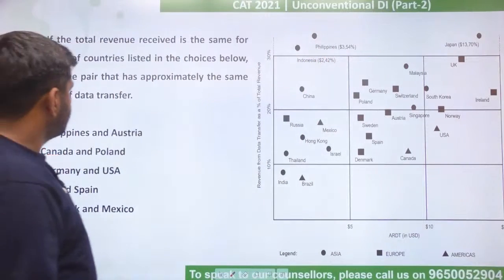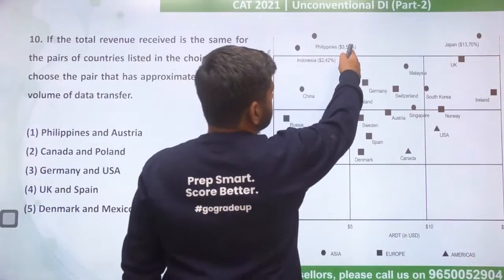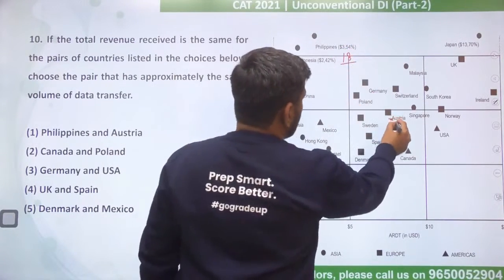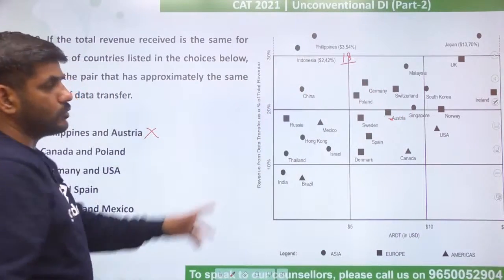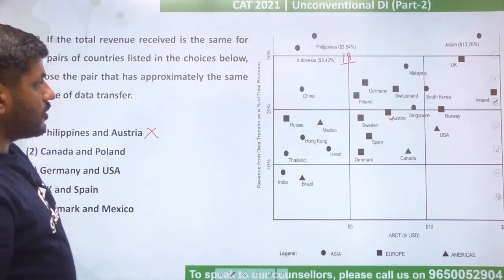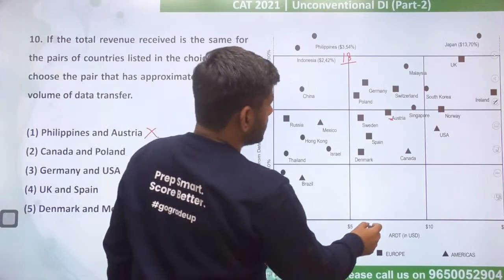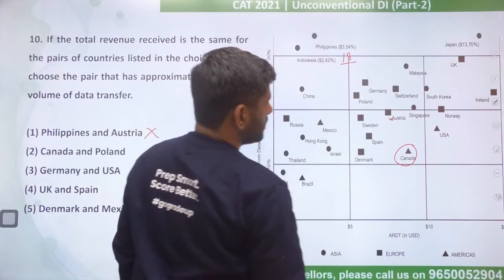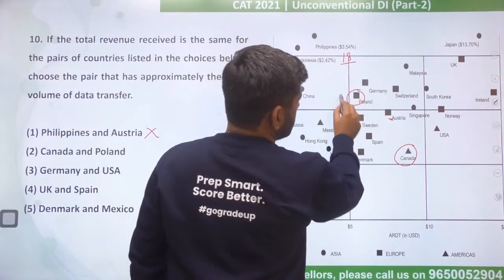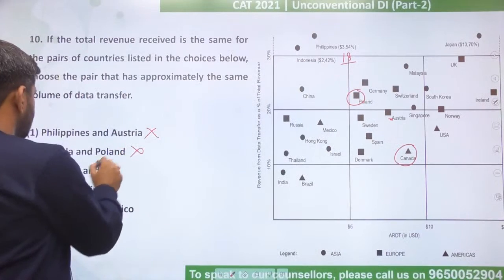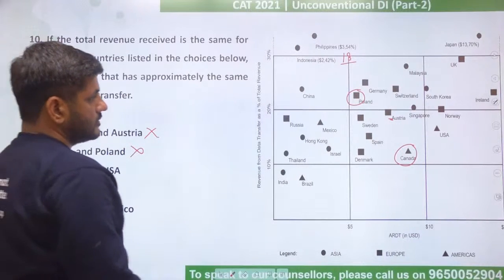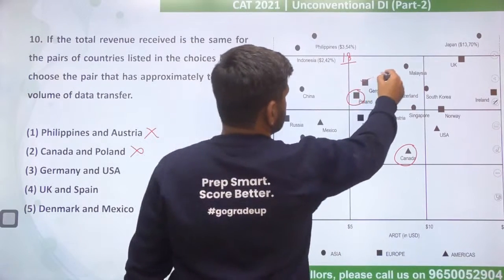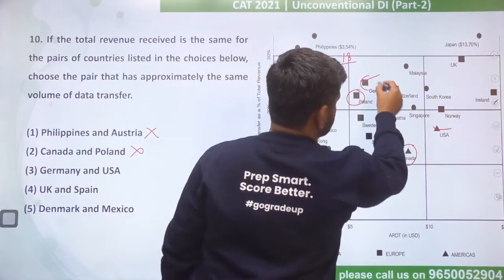Let's first check about Philippines and Australia. Philippines 54 by 3, 18. And Austria is here. I can straight away say this is not my answer. I'll tell you why. Canada and Poland. So where is Canada? Canada यहाँ पर है. Where is Poland? Poland कहाँ पर है? ये यहाँ पर है. This again cannot be the answer. Next, Germany and USA. कहाँ है Germany? ये रहा. And where is USA? यहाँ. This also cannot be the answer.